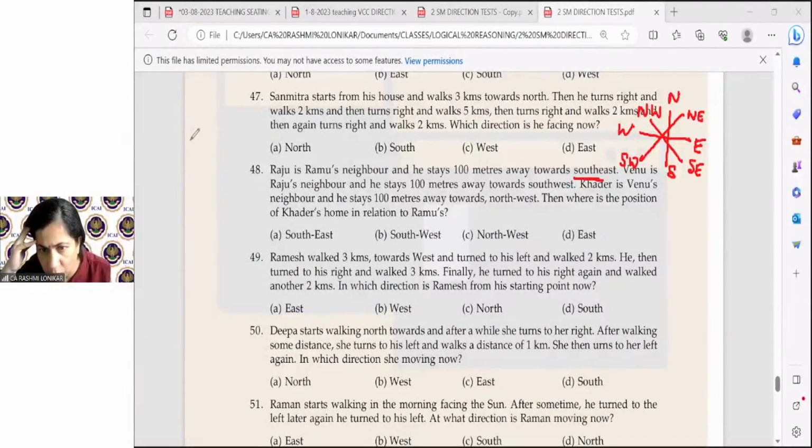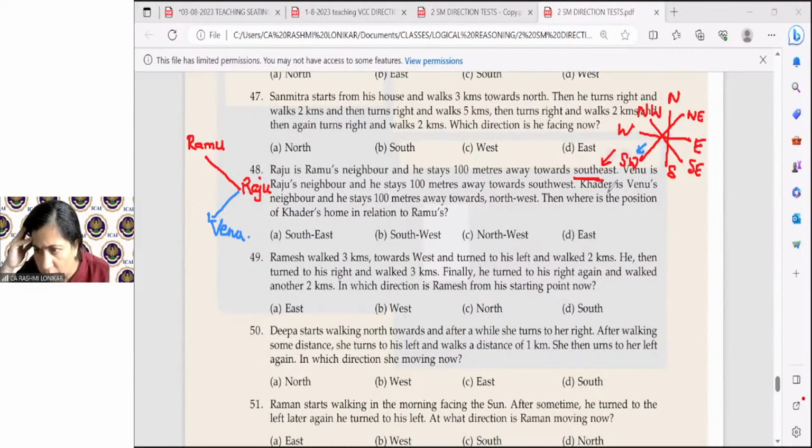So I have Ramu. And then Raju is here because he is living southeast. Venu is Raju's neighbor and he stays 100 meters towards southwest. So from Raju to the southwest means this direction. Okay, this is my southwest. From Raju, southwest, who lives? Venu lives.